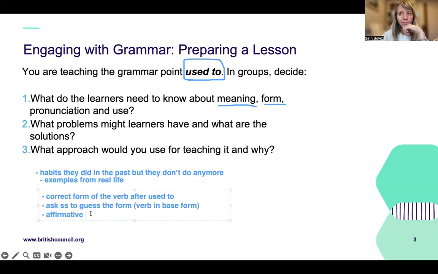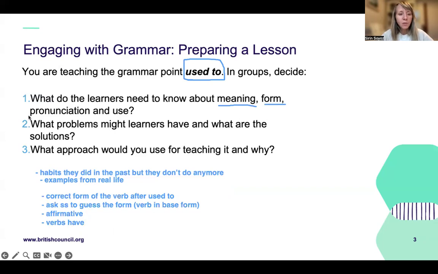Yeah, and I can give them the question, did plus subject use to plus base form, and I need to concentrate on the verb to do. The verb has to become base infinitive verb after verb to do. Okay. So, pronunciation, thank you. These are all great points.